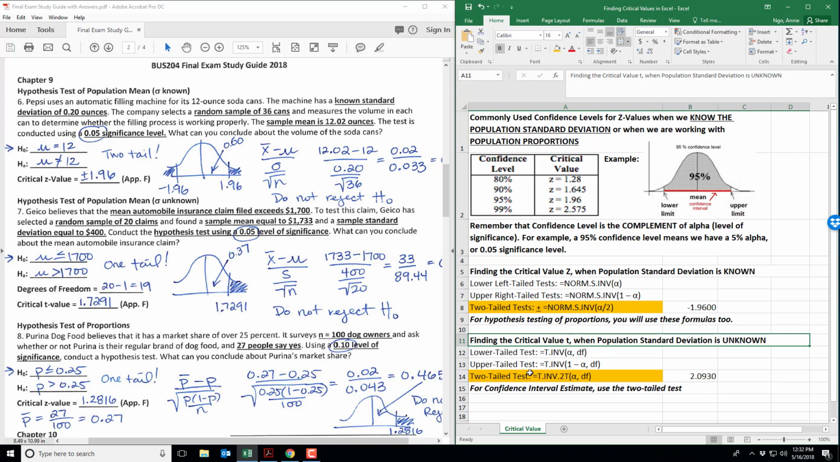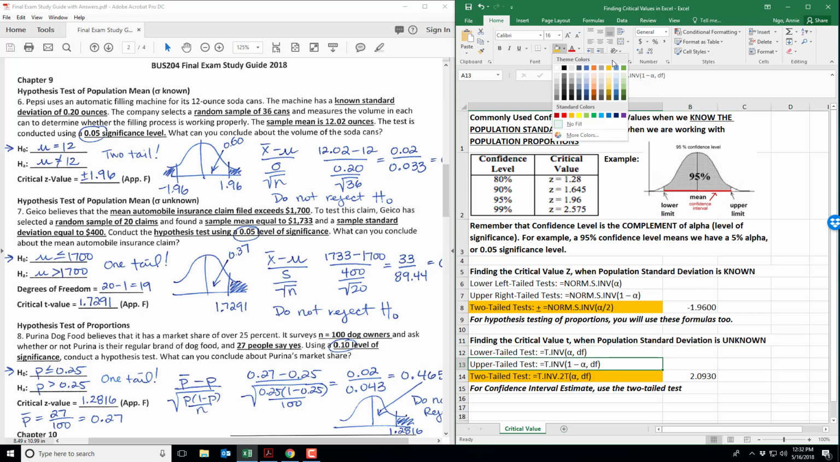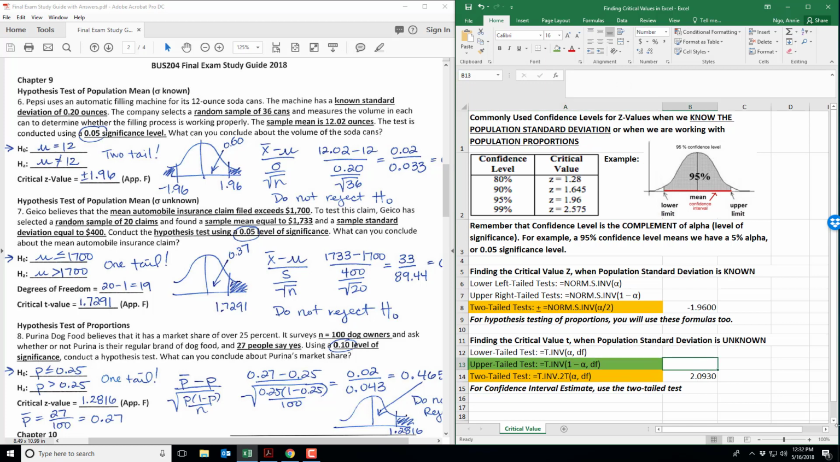Again, you need to know, is this an upper tail test or a lower tail test? So when we look at this scenario, because it said that our claims exceed 1700, that's this greater than symbol in the alternative, I'm going to be doing an upper tail test. So this time we will be using this formula right here for upper tail for a critical T value. So I would type in equals t.inv parentheses 1 minus, and in this story the alpha is 0.05.